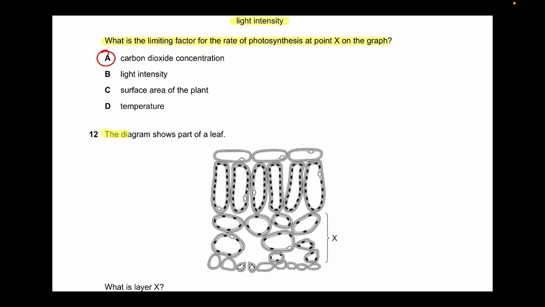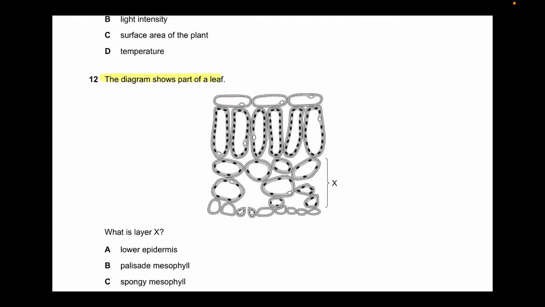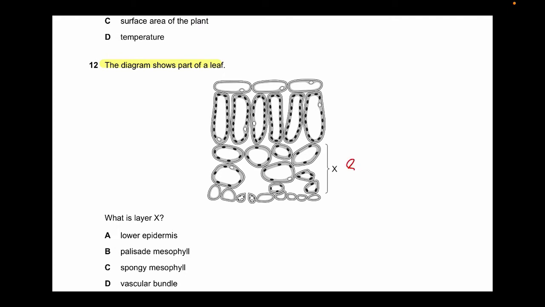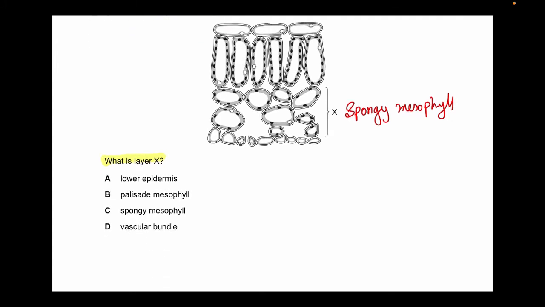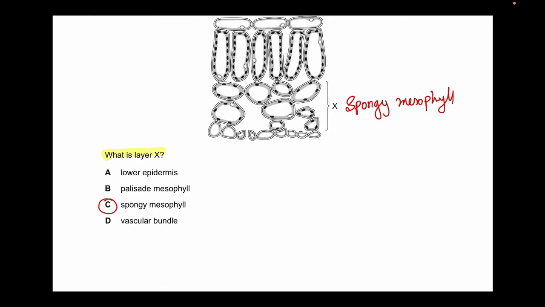The diagram shows part of a leaf. What is layer X? X is spongy mesophyll. So X is definitely spongy mesophyll.